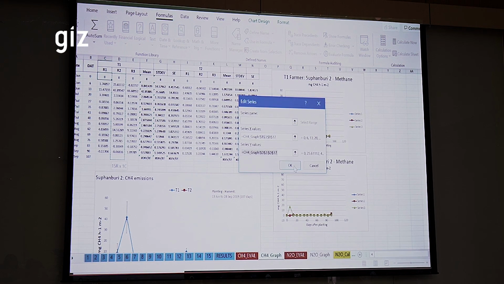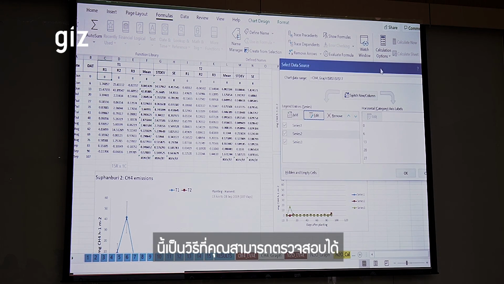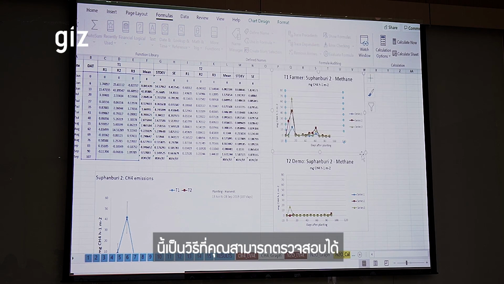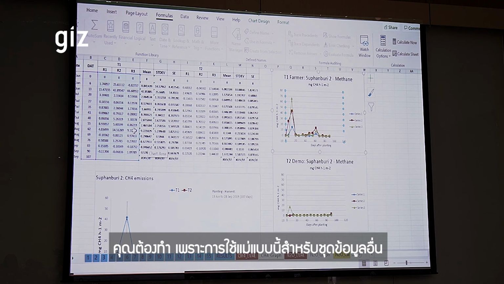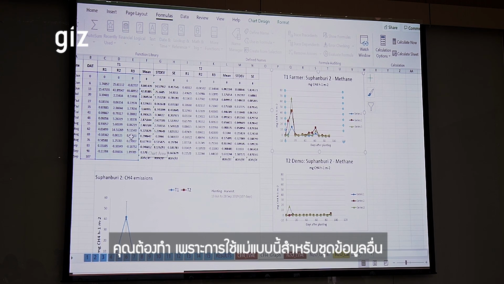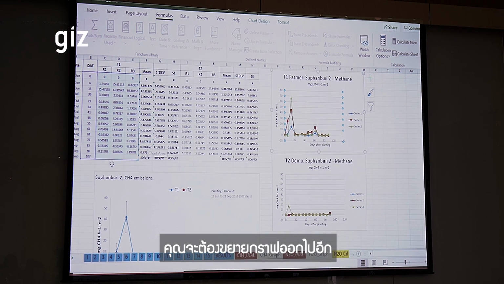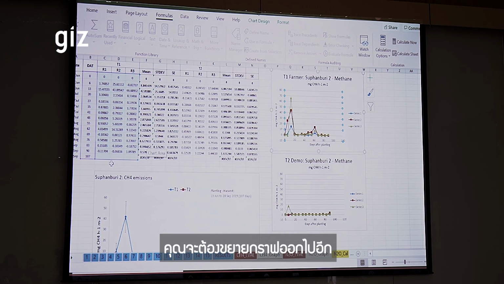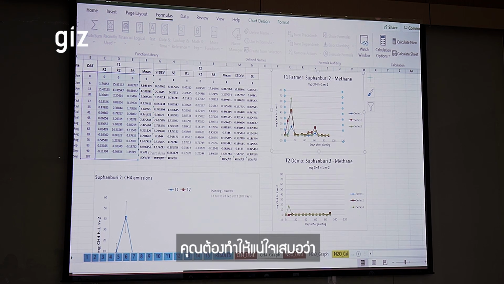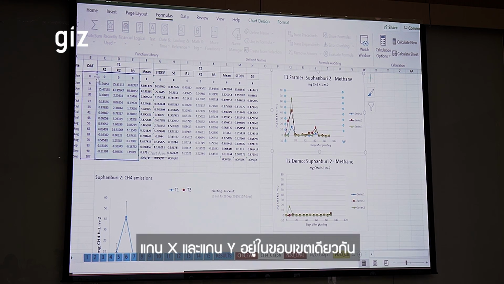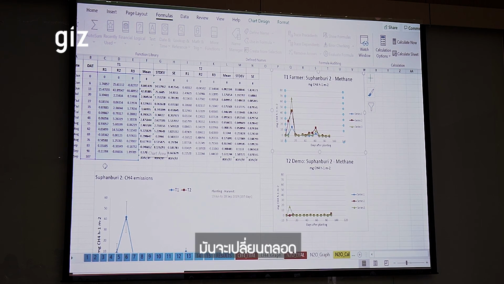So, that is the way how you can check. Because you have to check this because you use this template. Maybe the next data set has, let's say, 20 measurement days. And then you need to expand the graph, right? So you have to make sure always that the x-axis and the y-axis have the same length. Yeah? And adjust, and it will change.